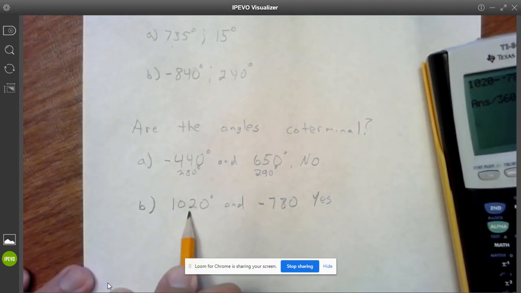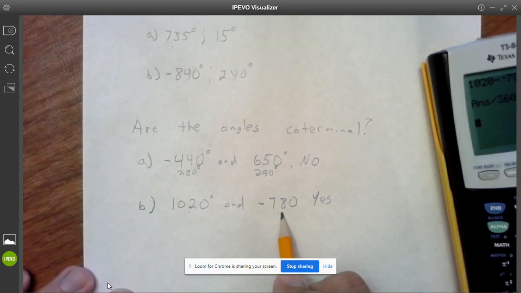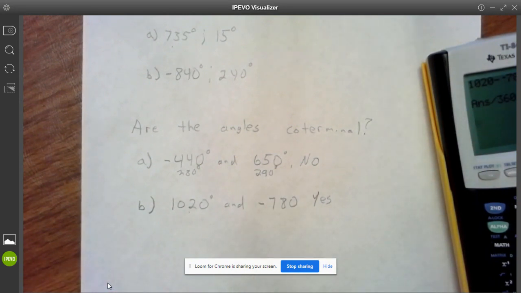If you were to subtract 360 until you got down, or add 360 here until you got between 0 and 360, they would be the same angle. We'll do another video separately for the same type of question, but with radians.